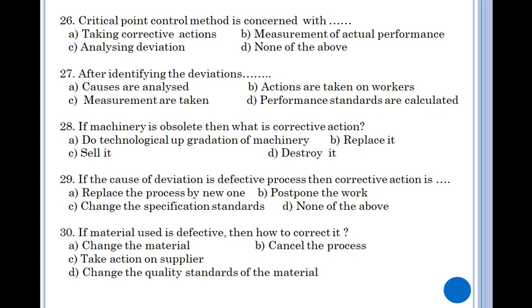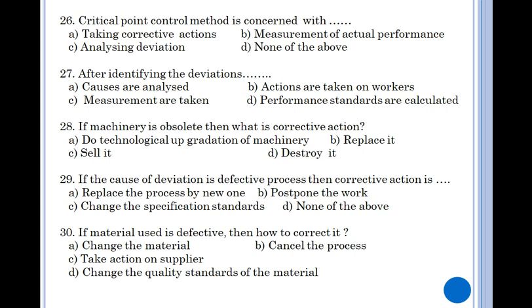Next, question number 27. After identifying the deviation, we have four options. A, causes are analyzed. B, actions are taken on workers. C, measurements are taken, and D, performance standards are calculated. As we identify the deviations, the next step is that causes are analyzed: why the deviation has intervened or why the deviation has been created. So we must find the causes. So option will be A.